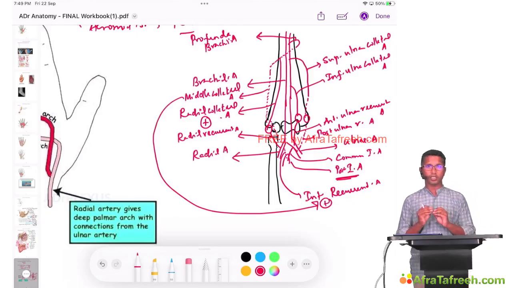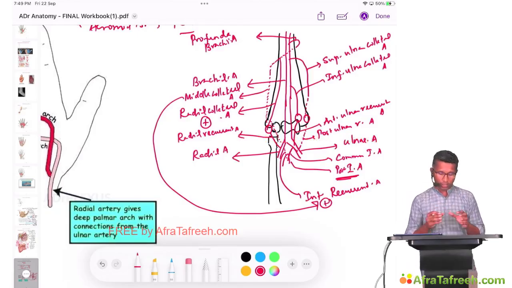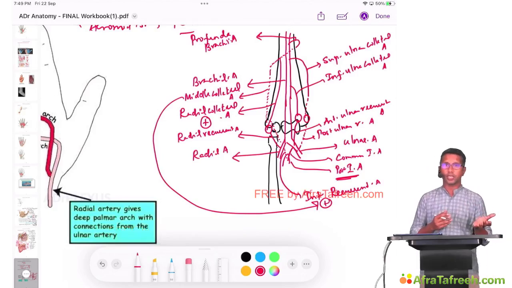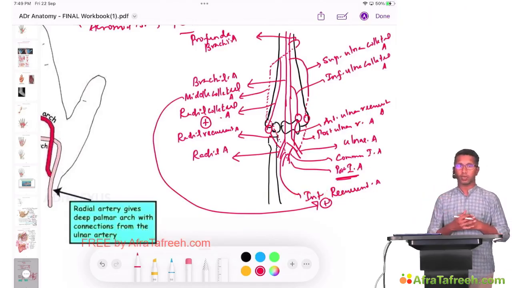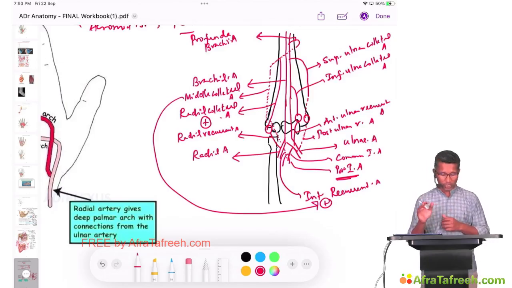This is a very simple anastomosis. If you want to understand it, you should draw the diagram and read, because there are a lot of vessels, and a lot of MCQs come from this. They will ask you: the posterior interosseous recurrent artery is a branch of, the posterior interosseous artery is a branch of, the common interosseous artery is a branch of. All these are MCQ questions. So please be clear in this.